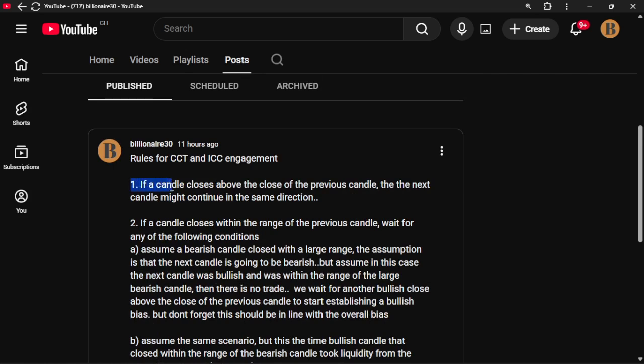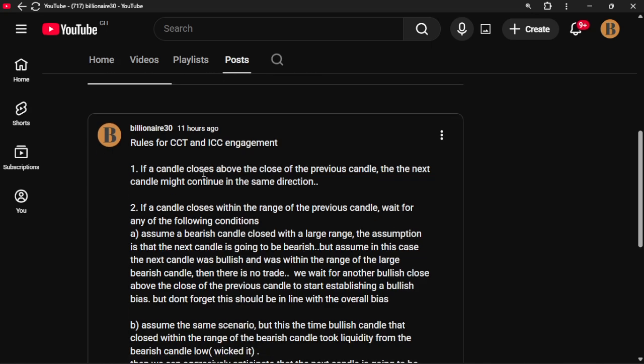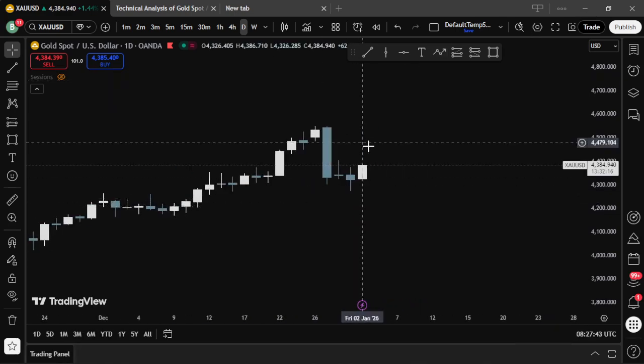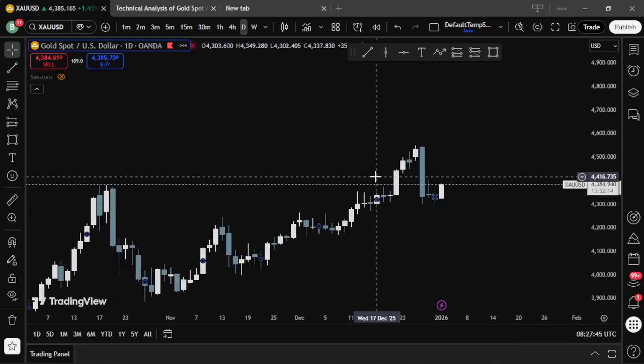So the first rule is: if a candle closes above the close of the previous candle, the next candle that is going to form might be in the same direction. The word is might. It didn't say will be in the same direction, might be. Now there are rules that you have to follow to determine whether it is actually going to be in the same direction or not. If you follow those rules, it's going to help you. So let's look at examples of this rule and see if you're going to get it right.